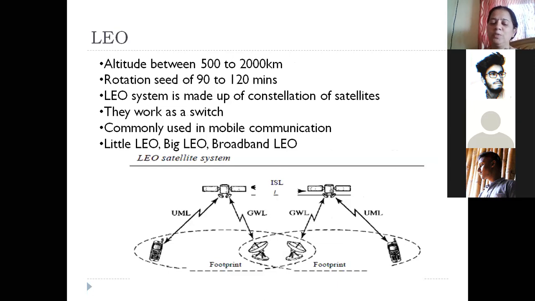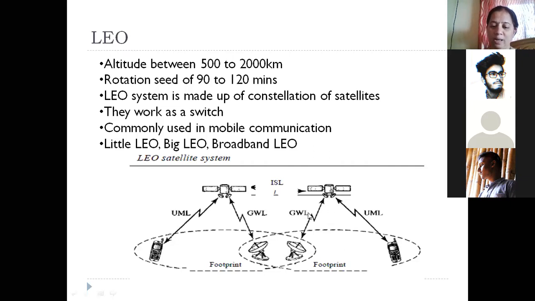Then we have LEOs, which are generally placed quite closer to the Earth, somewhere between 500 to 2000 kilometers. Rotation speed is 90 to 120 minutes. In the sense, in 1.5 hours, they are able to revolve around the Earth. Okay. The LEO system is made up of a constellation of satellites, that is, a group of satellites. They work as a switch, as I was telling you.